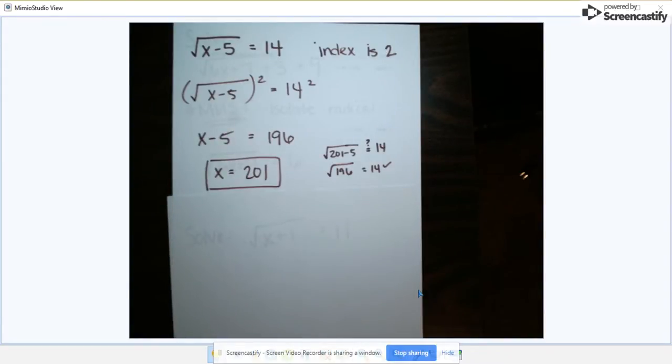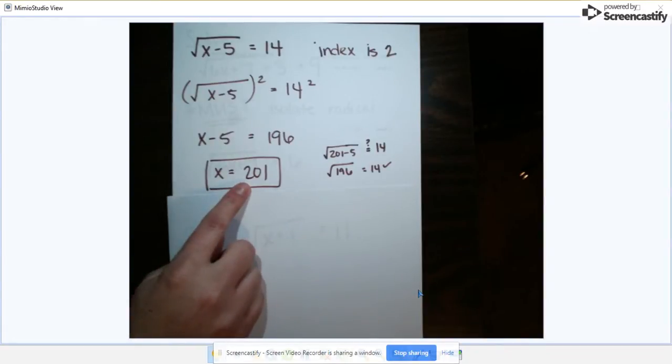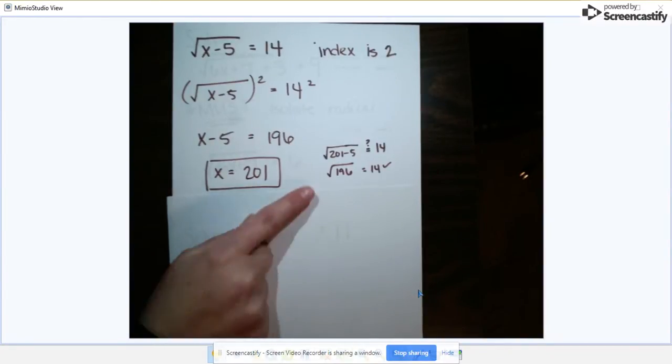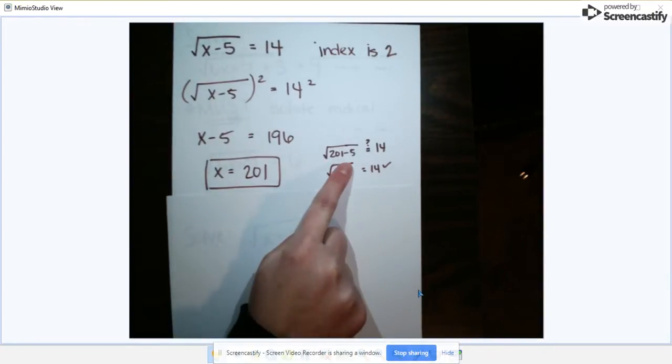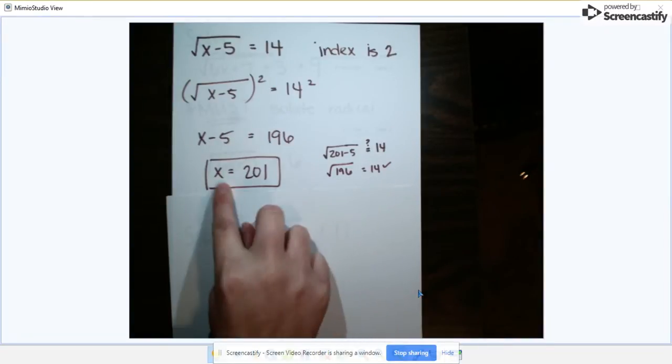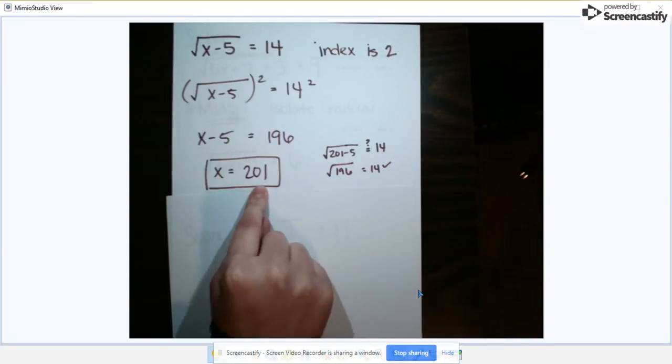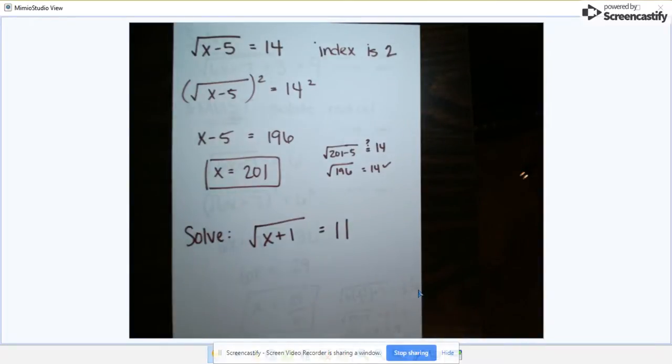Now it's really important that you check your work because when we deal with square roots, we can't have a negative square root. So we have to make sure that what we think our solution is actually works. So we plug 201 back in for x. So 201 minus 5 does give us 196, and we know the square root of 196 is 14. So this is a valid answer. Okay, I'd like you guys to use that knowledge and solve this one.